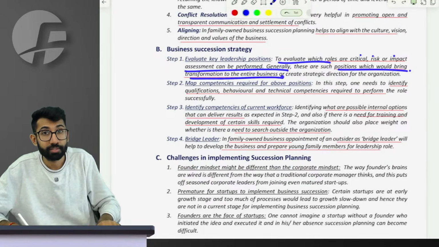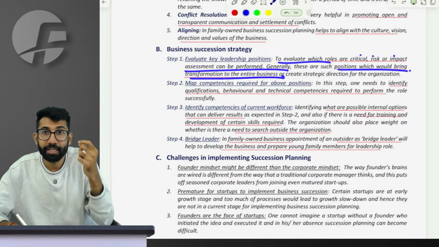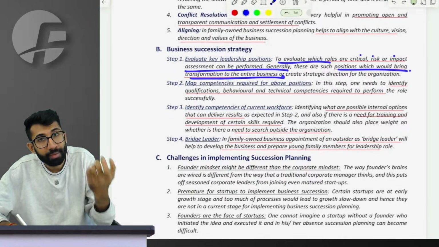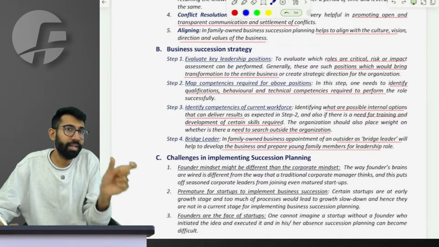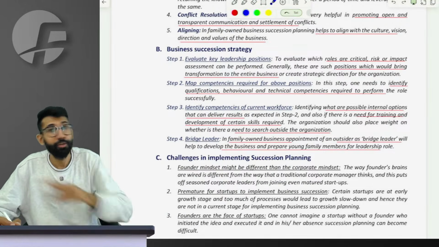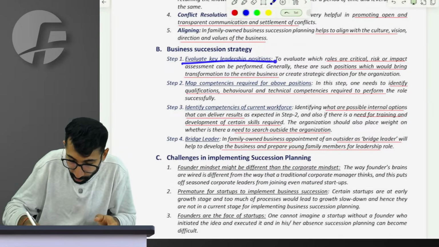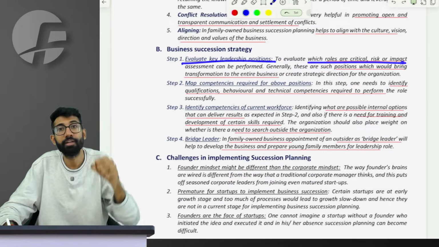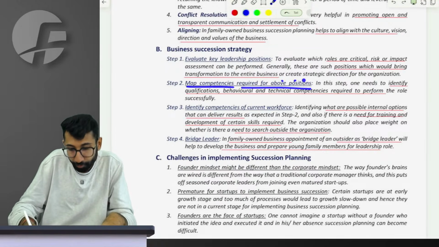Such a position would bring transformation in the entire business. What are those positions? Something which can transform my business, like the company CEO, CFO, managing directors, which can impact my business as a whole. You don't have to create it for a particular product manager. That cannot affect your entire company. It may affect only a product, right? We are talking about the positions which are very critical to the company. Sir, then map competencies required for the position.